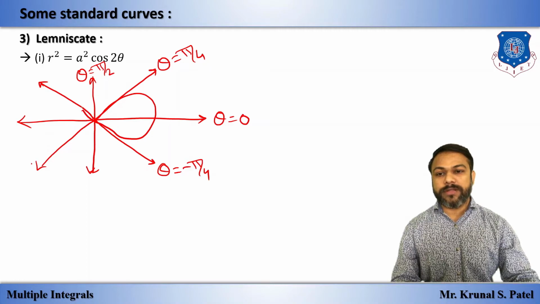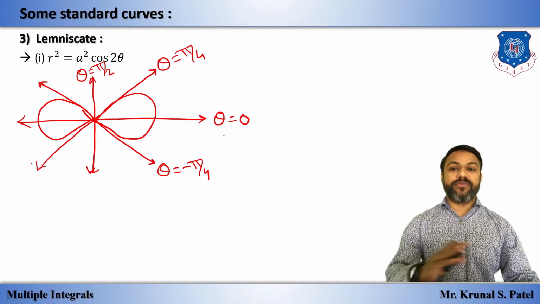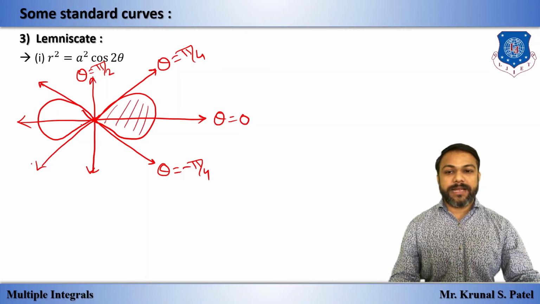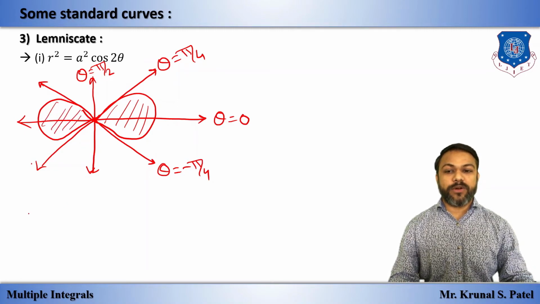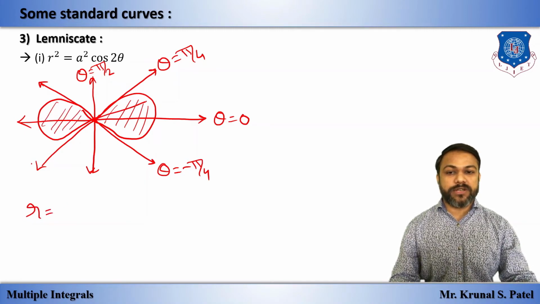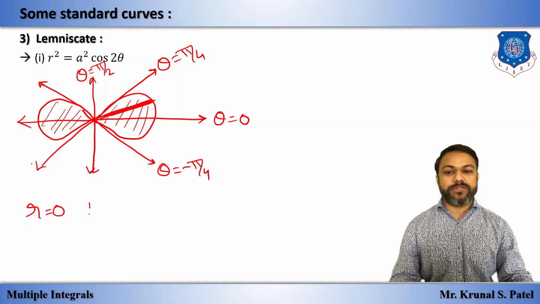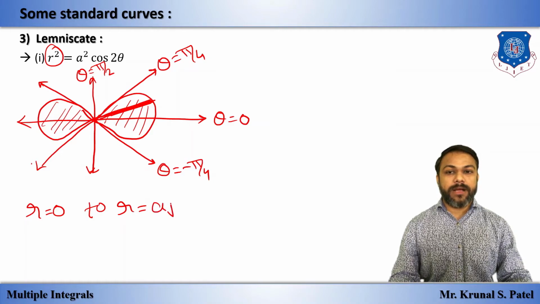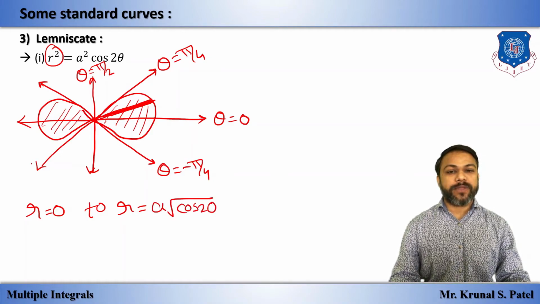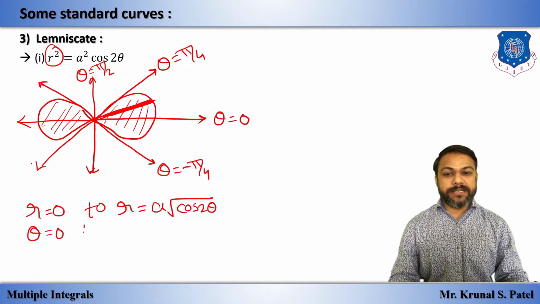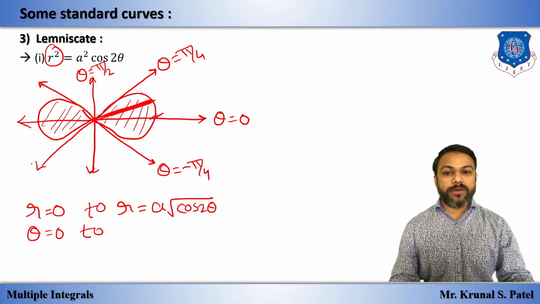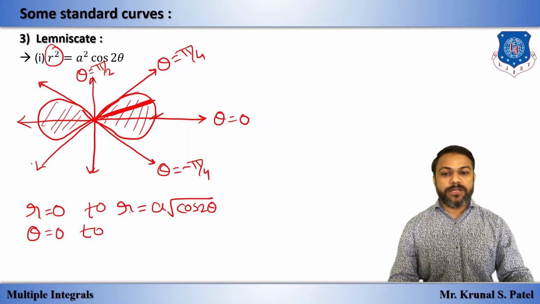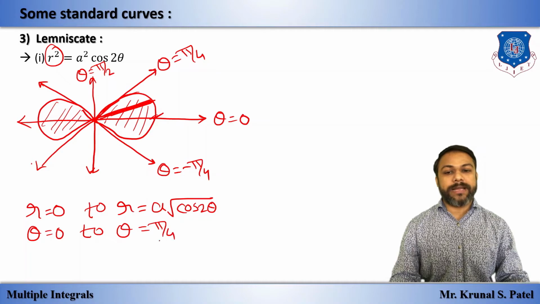like an infinity symbol. Okay, two leaves, we have one leaf this and another is this. So the limit of r, if you take origin to this curve, is r is equal to 0 to r is equal to a under root cos 2 theta, because this is r square. And theta will be 0 to, starting from here to here, not crossing this line, so theta is equal to pi by 4 line.